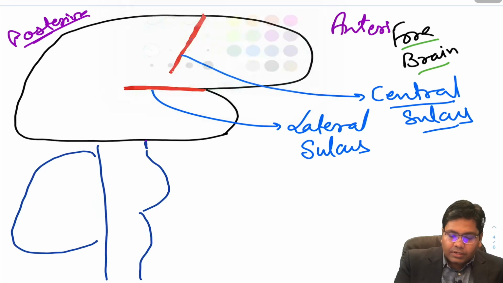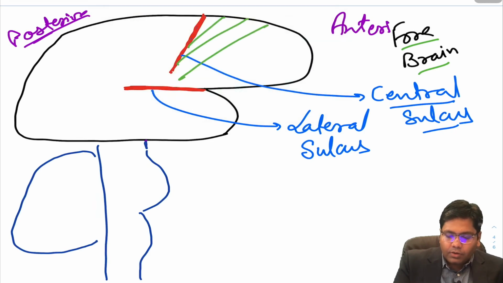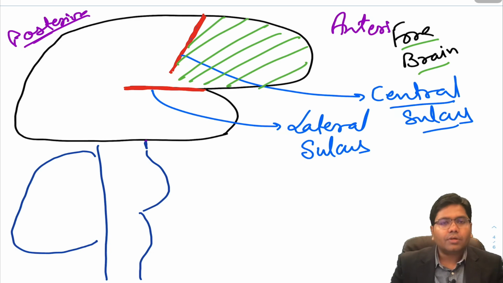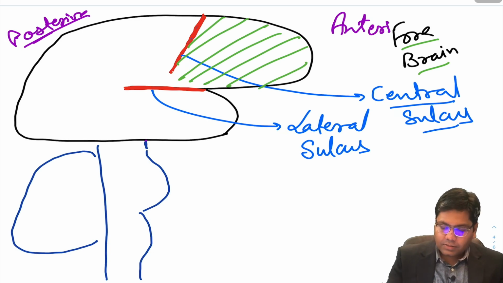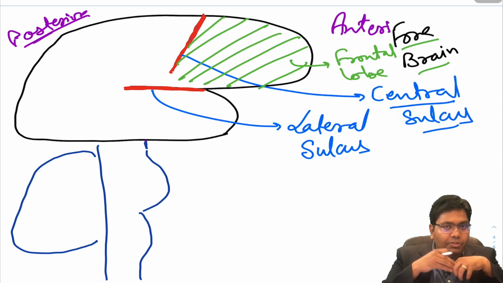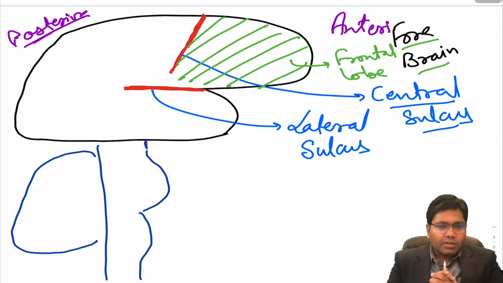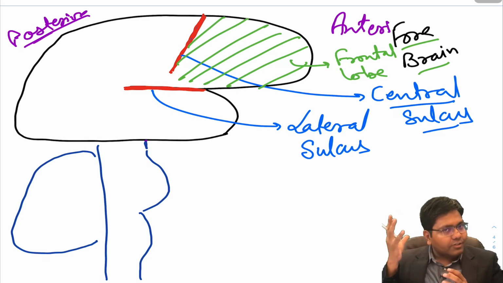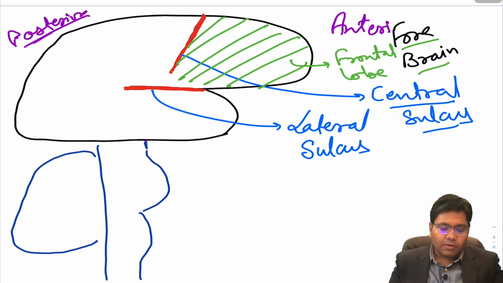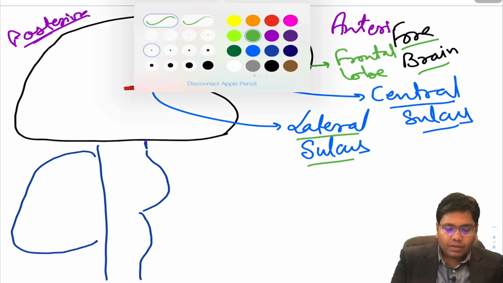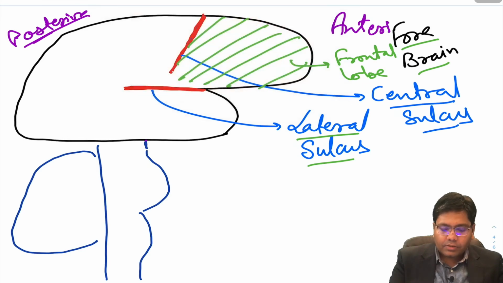Anterior to the central sulcus is your frontal lobe. The brain has some depressions known as sulci, and some ridges known as gyri. There are 2 very prominent sulci that are clearly visible from the lateral side. One is very deep and prominent, known as the lateral sulcus, and another is known as the central sulcus.